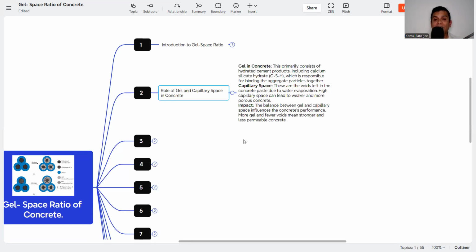Now, what is the capillary space? These are the voids left in the concrete paste due to water evaporation. That means the gel is the hydrated cement paste and the capillary space is the voids left if the water evaporates. So high capillary space can lead to weaker and more porous concrete.